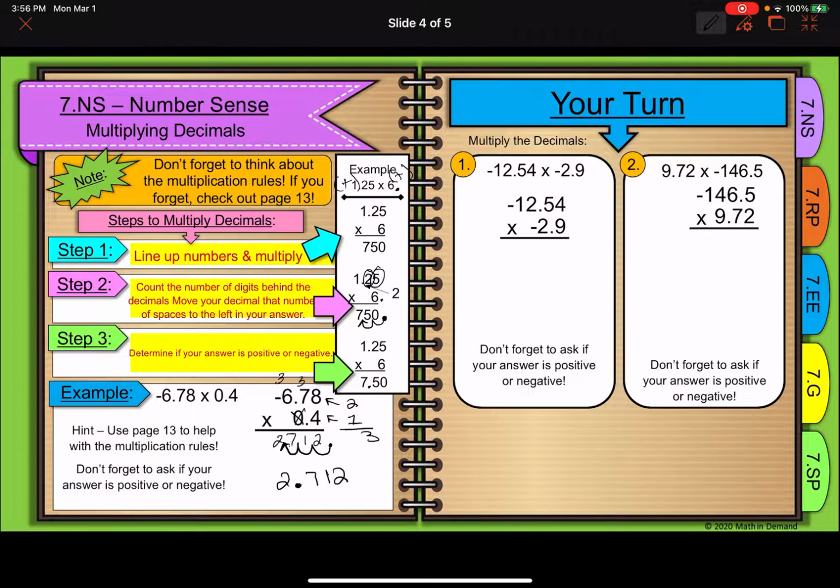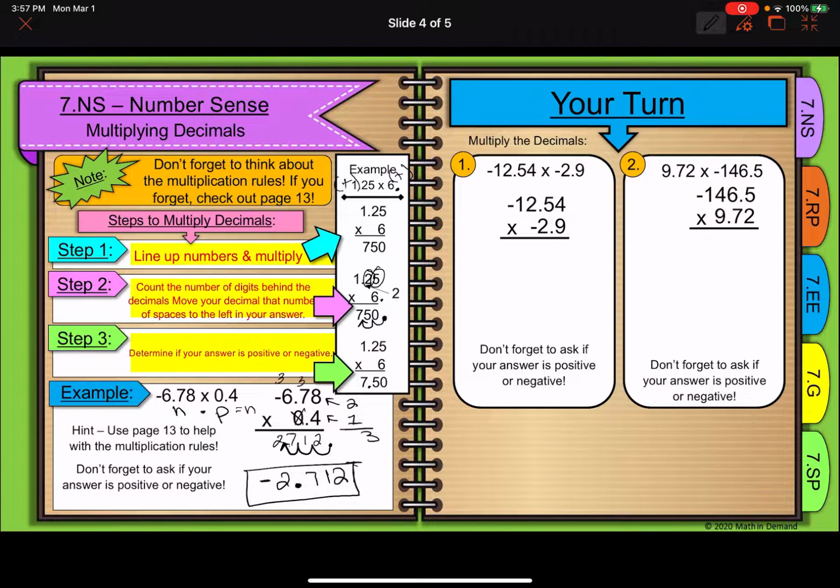But now look at this. I have a negative times a positive, and that gives me a negative answer. So this has to be a negative 2 712 thousandths. Just like we were doing before, where we would figure out the sign of our answer before we actually did the math, we can do that here. We can look and say, okay, negative times a positive gives me a negative, and we can put that negative sign in right away as well. You don't have to wait until the end.